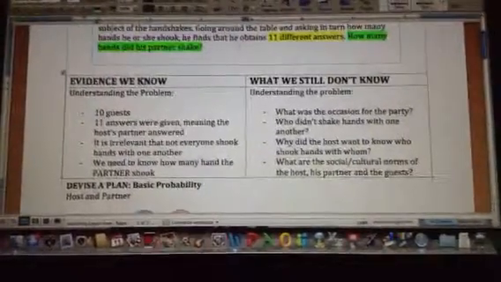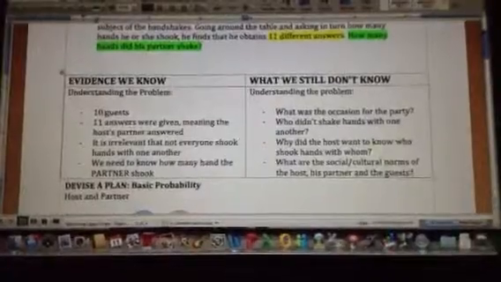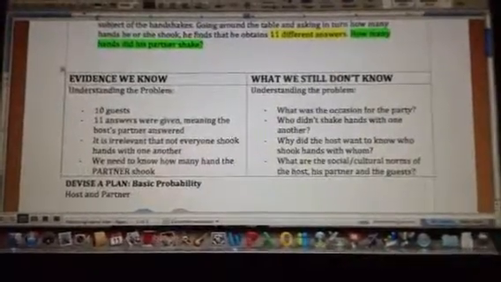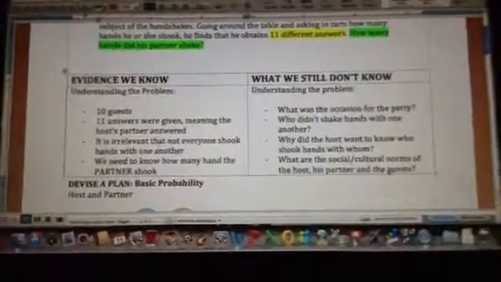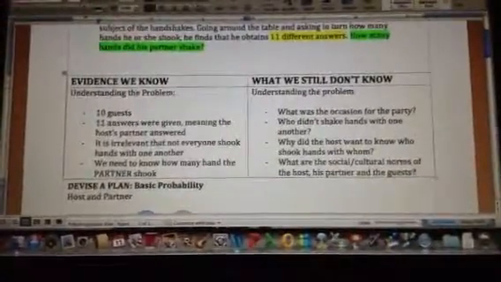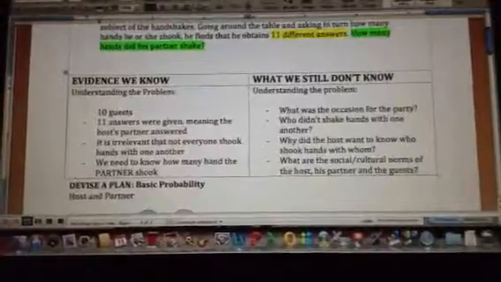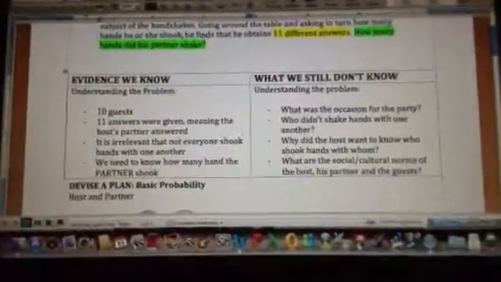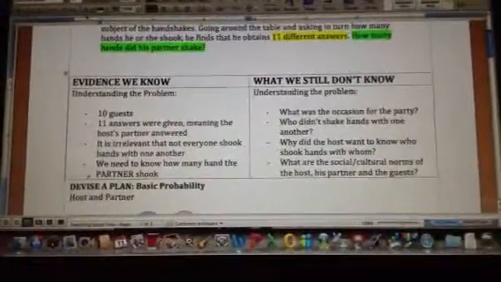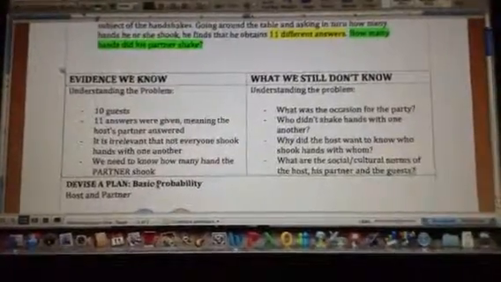So what we know is that there are 10 guests, meaning 12 people in all. If 11 answers were given, then the host's partner had to have answered. It's irrelevant that not everybody shook hands with one another. We don't know why that's irrelevant, because it would give us a good look into how many hands the partner did shake. But we need to know how many the partner shook.